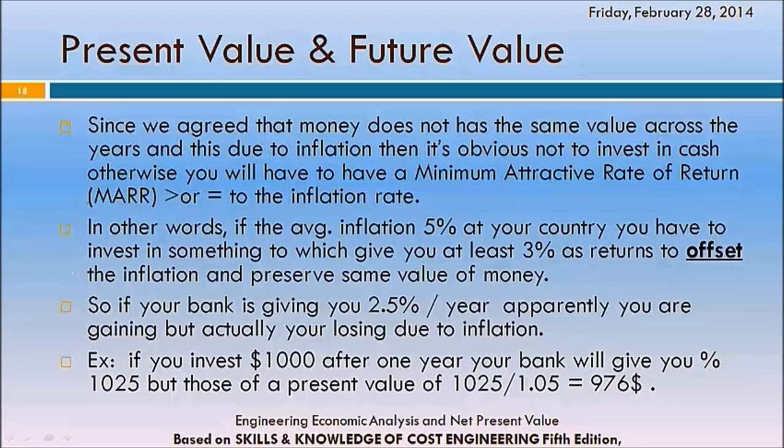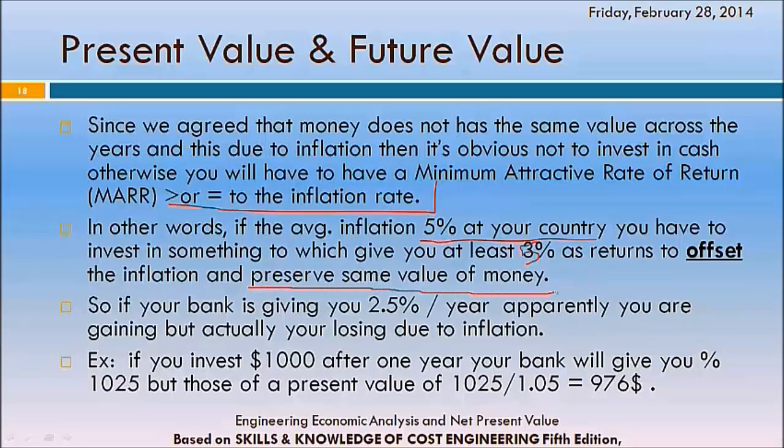As we agreed, money does not have the same value across the years, and this is due to inflation. So obviously, if you are investing in cash, your minimum rate of return should be equal to or greater than the inflation rate. Why? If you are investing in the bank, your bank at least has to give you above the inflation rate to preserve your money, otherwise you are losing. In other words, if the average inflation rate in your country is 5% and you have an investment giving you 5% as rate of return, then you are offsetting the inflation rate happening in your country. Whenever you are offsetting the inflation by the interest, it means you are at least preserving your money.